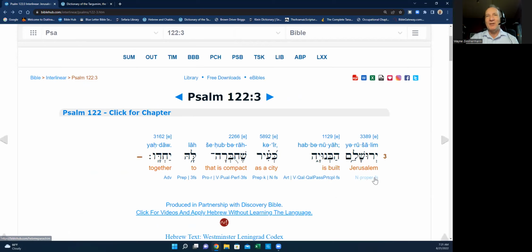So, hope you enjoy that little look at Psalm 122, verse 3. It certainly clarifies it for me and helps me just to have a better understanding of some of these somewhat different translations into English that aren't always as clear.